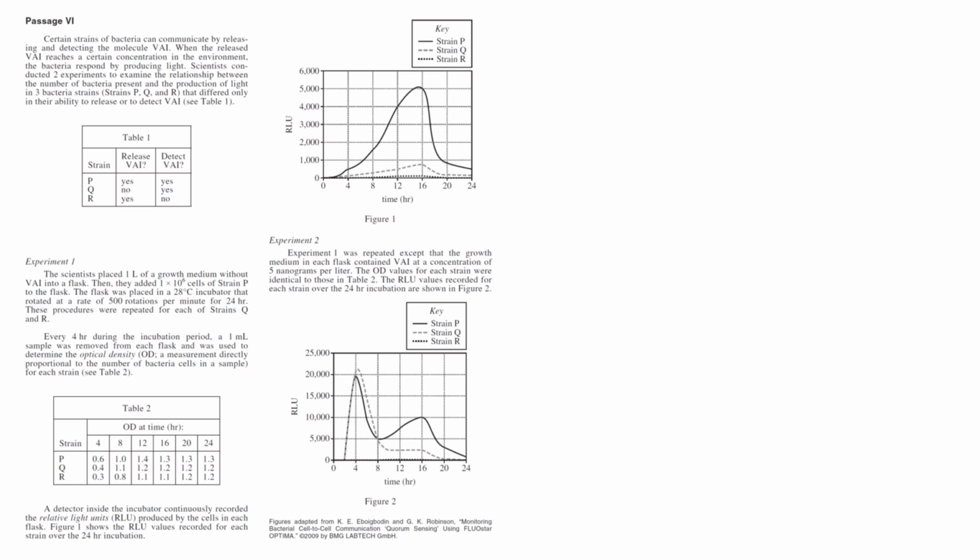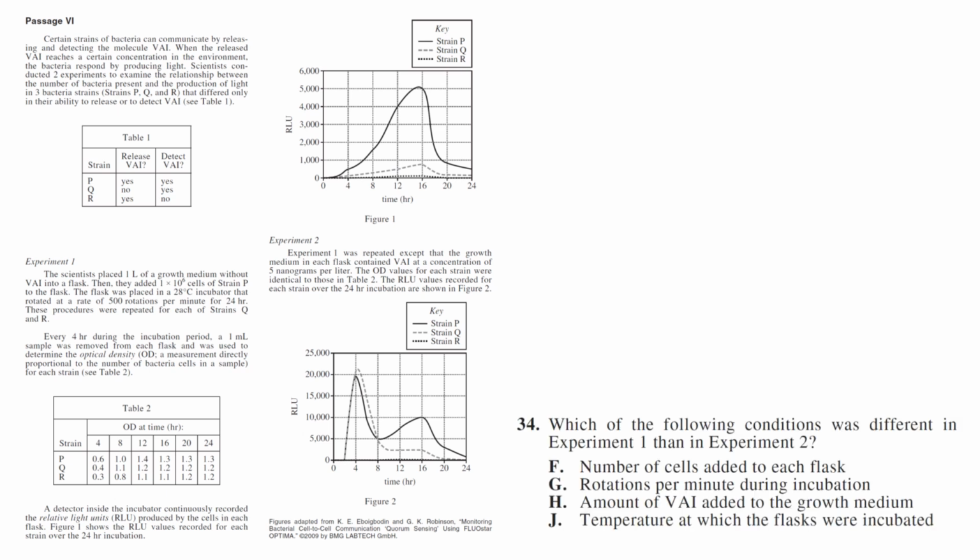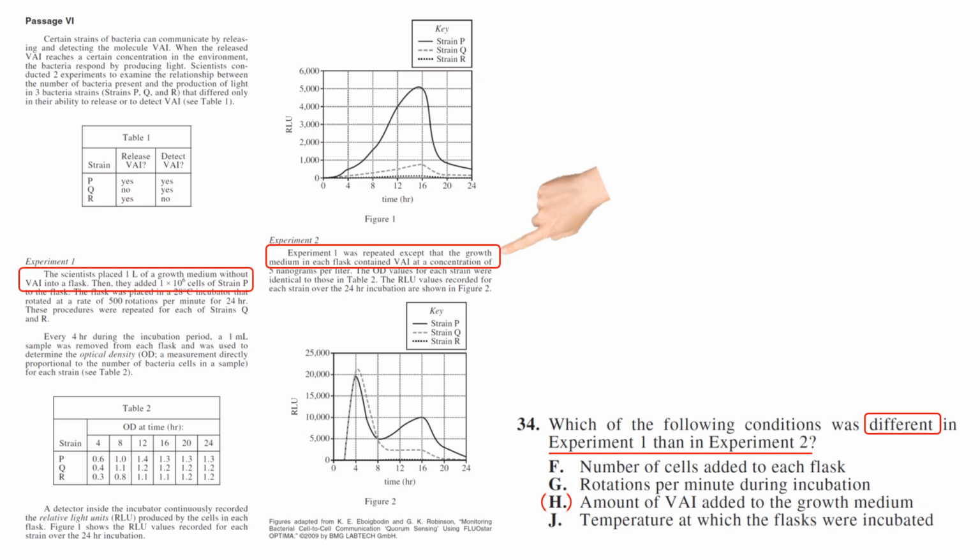So let's get to the questions. Which of the following conditions was different in experiment 1 than experiment 2? So we already know, we just read that, right? Experiment 2 repeated experiment 1, except the VAI content was different. So we see that in experiment 1, so the answer is H. That's a pretty fast question because we just did our quick read through.